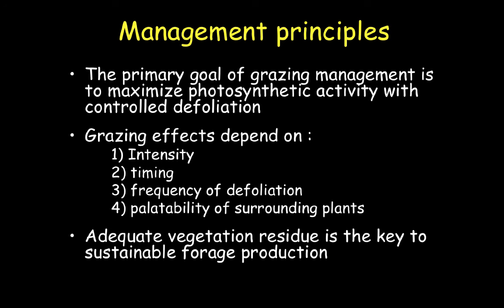So finally, in terms of how we manage our rangeland plants, there's three major things we need to keep in mind. The first is our primary goal. So our primary goal of grazing management is to maximize the photosynthetic activity of the plant. And we are going to do that by controlling the defoliation that happens to those individual plants. The second major principle is the effects of grazing are really going to be dependent upon four major areas: how intensely we graze, the timing at which we graze, how frequent defoliation takes place, as well as the palatability of the surrounding plants. And then finally, just keep in mind that in order to maintain adequate vegetation residue, we have to work very, very hard to sustain forage production.